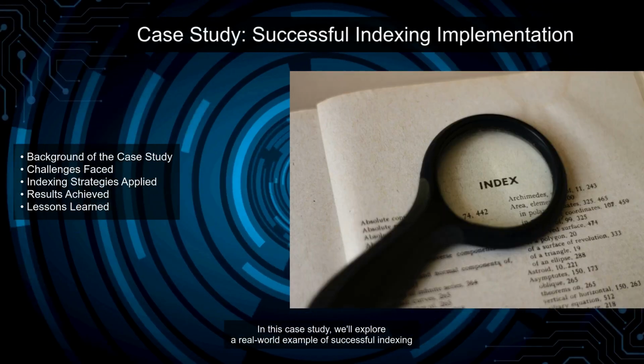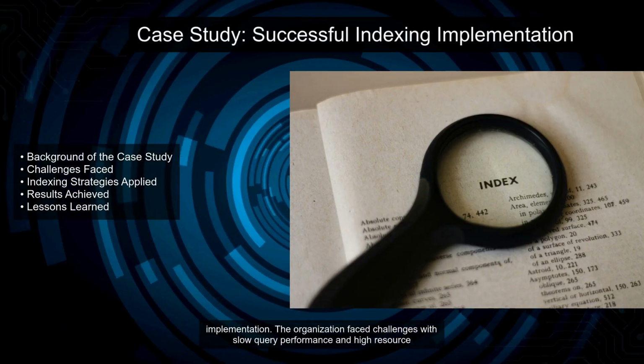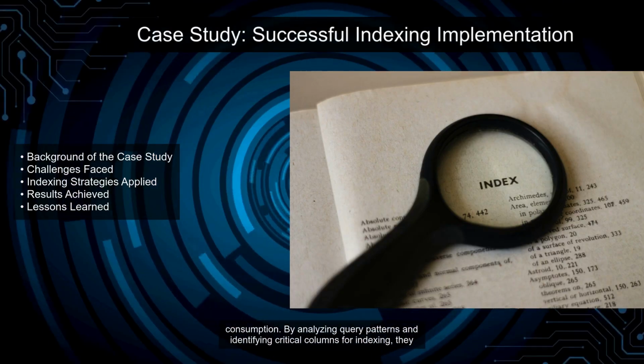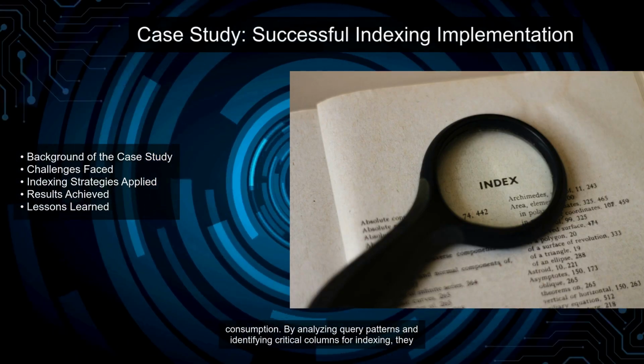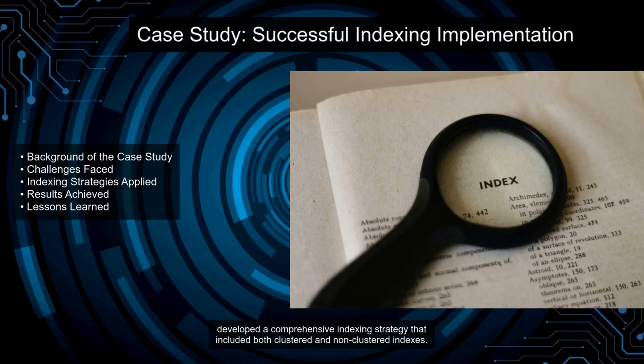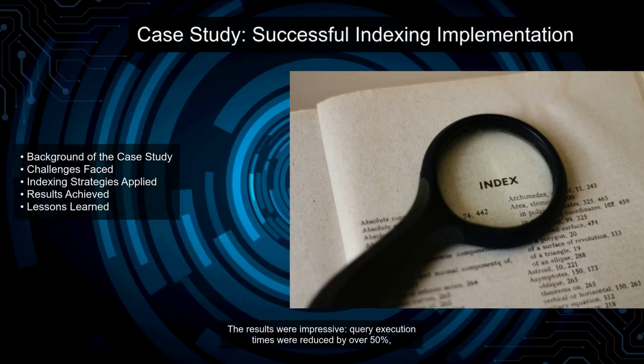In this case study, we'll explore a real-world example of successful indexing implementation. The organization faced challenges with slow query performance and high resource consumption. By analyzing query patterns and identifying critical columns for indexing, they developed a comprehensive indexing strategy that included both clustered and non-clustered indexes. The results were impressive.